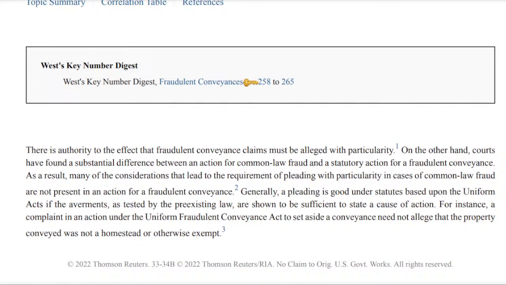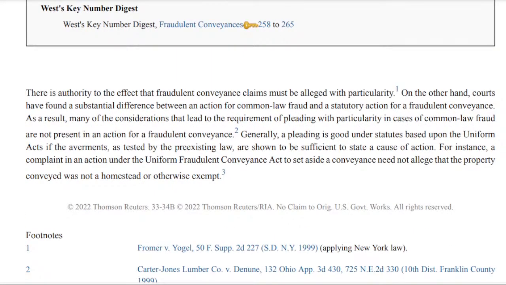All right, let's go here. The particulars of our allegations. There's authority to the effect that fraudulent conveyance claims must be alleged with particularity. That goes back to 1999 and applies New York law.